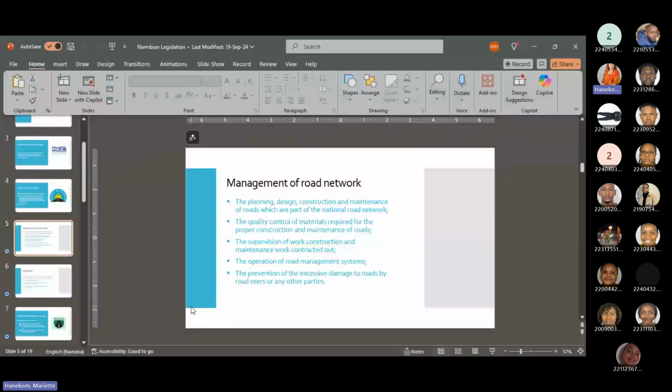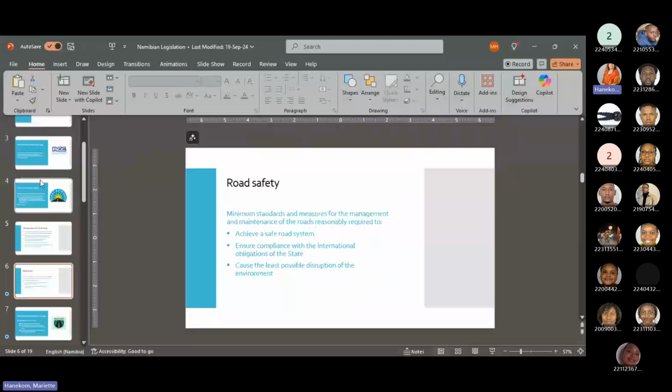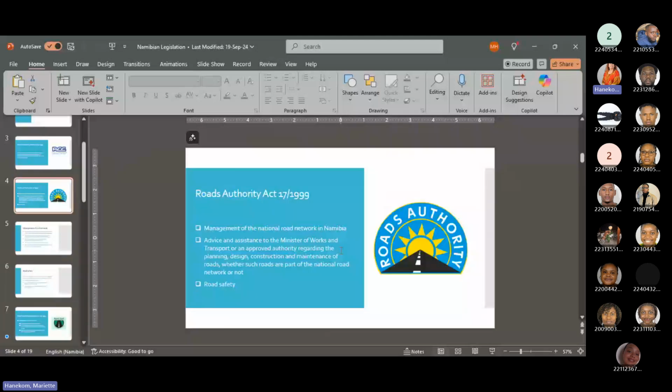Then also road safety. So if we just go back to what the Roads Authority does, they advise the minister and local authorities. Then they are responsible for the management of the national road network and responsible for road safety. With regard to the road safety aspect, I need to clarify because there are various other entities that are also responsible for road safety.